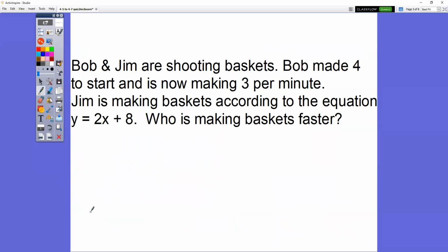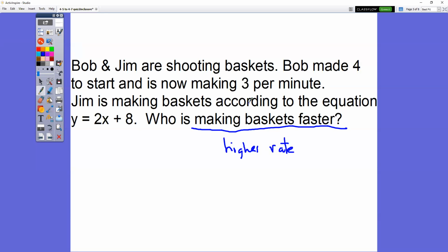Now, this next one is a little bit tricky. It's just a word problem. We're looking at which one makes baskets faster. It says Bob and Jim are shooting baskets. Bob made 4 to start and is now making 3 per minute. Jim is making baskets according to the equation y equals 2x plus 8. Who is making baskets faster? Making baskets faster, again, we are looking for the higher rate. Who's making them at a higher rate?